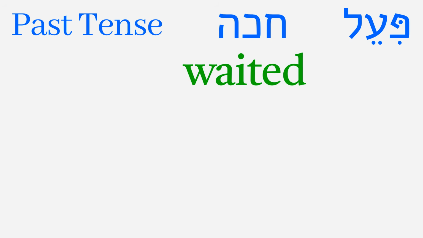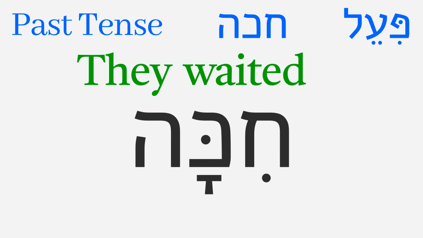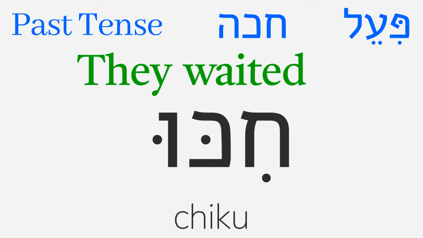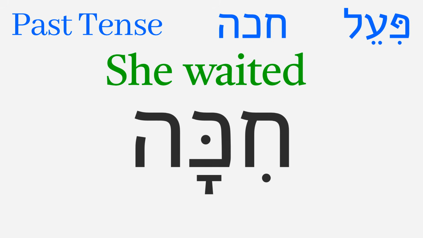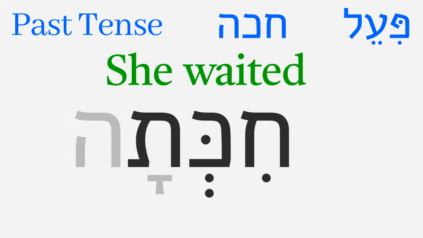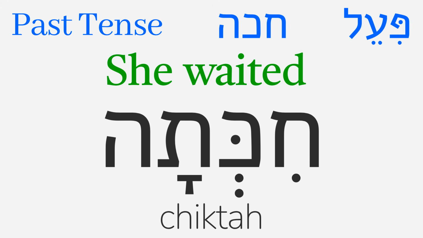Also the same as the kal, to make the they form, we take chika and remove the a ending entirely before adding the u ending to make chiku, they waited. For the he, she form, we take chika, shorten the last vowel, the kamatz, to a shva, replace the last root letter he with a tav, and add an a ending to get chikta, she waited. The same process as in the kal.